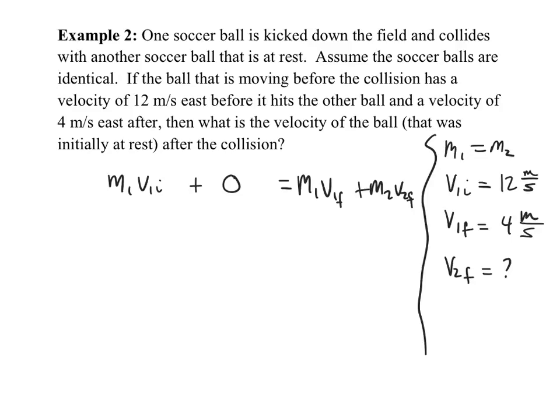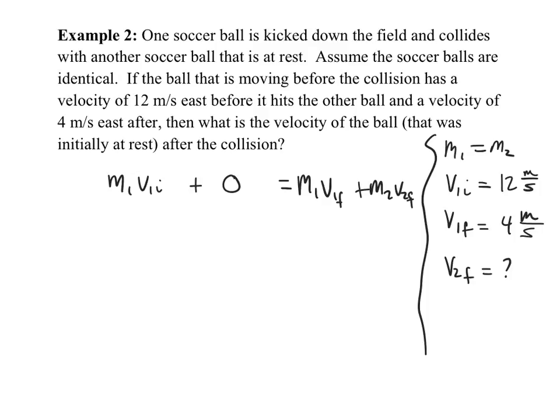Momentum lost by one object must be gained by the other. So what's the number going to be here for V2F? 8. And where are you getting 8? Equal, so the mass drops. So you did the math real quick. Yeah. You could also just look here, right?